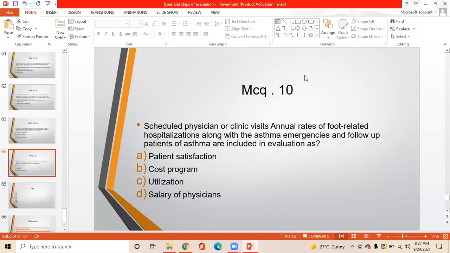All these are included in utilization of resources because these are clinic visits and hospitalization of patients.